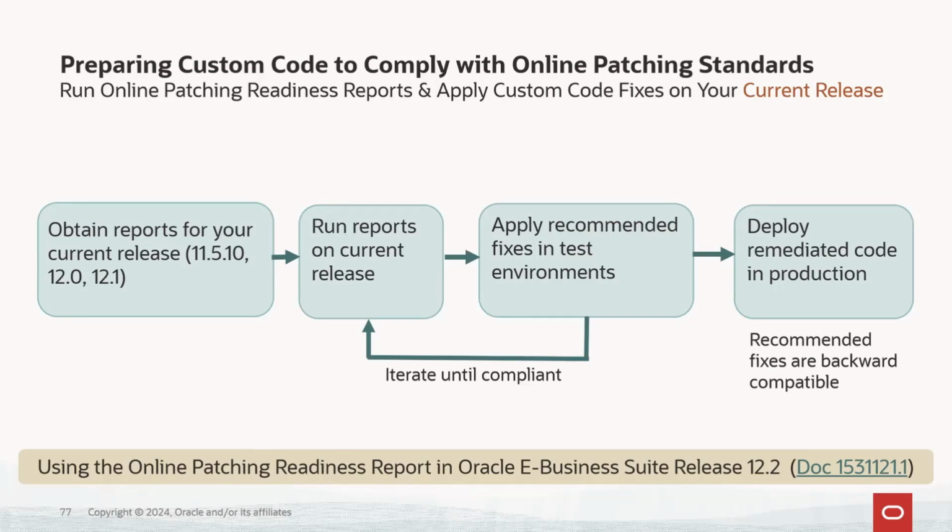You would download the reports for your current release, be it 11.5.10, 12.0, or 12.1. You would run the reports on your current release. It would come back with a prolific amount of information that explains exactly what you need to do to fix any instances of non-compliance. You could iterate on that: apply the fixes in test environments and then run again until you are sure that you're compliant. Once you've achieved compliance, you can actually deploy that remediated code in your production environment because all of the recommended fixes are backward compatible to the pre-12.2 releases.